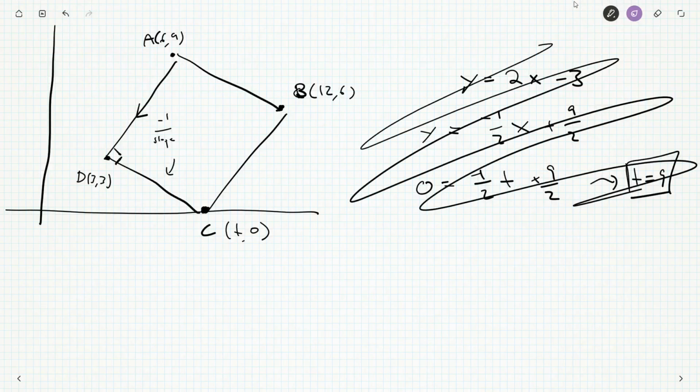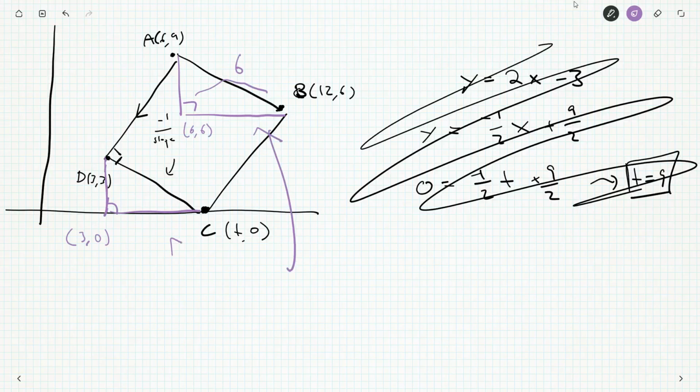So you could say something like, well, look at these two triangles here. This is in essence figuring out slope, but these are going to have to be the same triangle. So this goes to (3, 0), and this goes down by 3, so this is (6, 6). And so what I would say is, these two triangles are congruent.